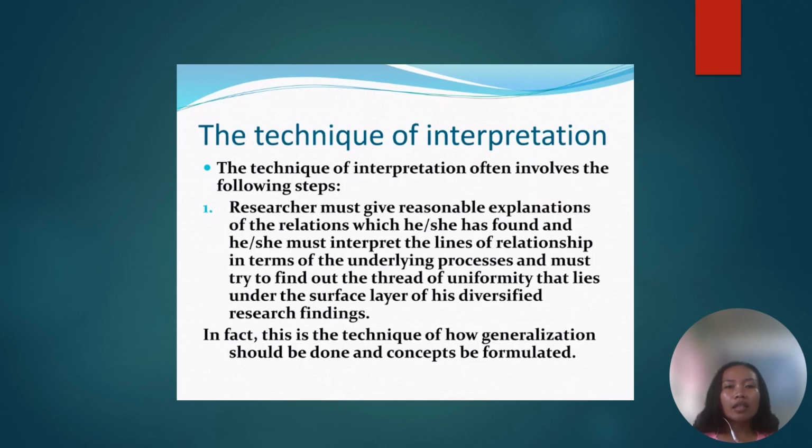The technique of interpretation often involves the following steps. First, the researcher must give a reasonable explanation of the relations which he or she has found, and must interpret the lines of relationship in terms of the underlying processes and must try to find out the thread of uniformity that lies under the surface layer of his diversified research findings. In fact, this is the technique of how generalization should be done and concepts be formulated.